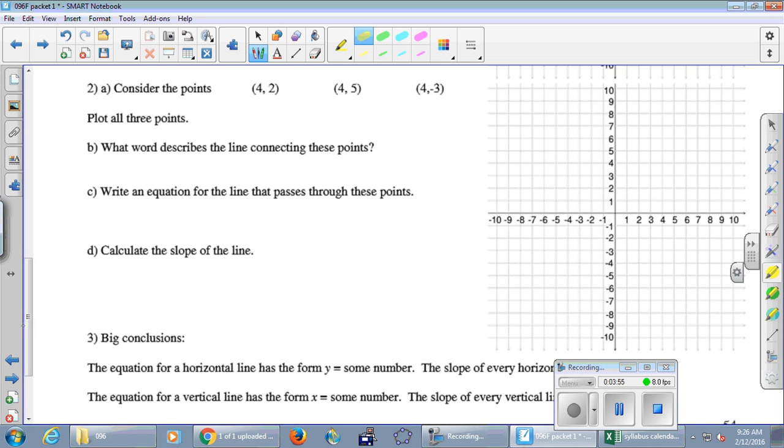Okay, let's take a look at number 2. Consider these 3 points. First thing we're going to do is plot all 3 points. Take a moment. And then go ahead and draw a straight line connecting those 3 points. And in part B, so what word would you use to describe the line that connects those points? Vertical.